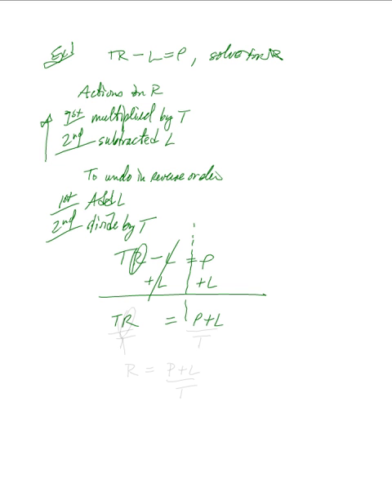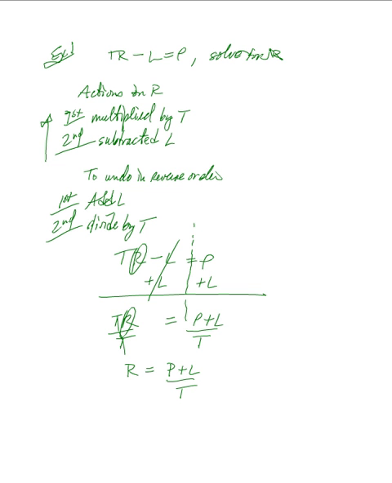Now I ask myself, okay, I'm still looking for r, my target. What's the thing furthest away? Well, it's just the t. What's t doing? It's multiplying. So what do I have to do? Divide. What I do to one side, I have to do to the other to preserve that equality. And remember, the t's cancel out. So you're left with r equals p plus l over t.